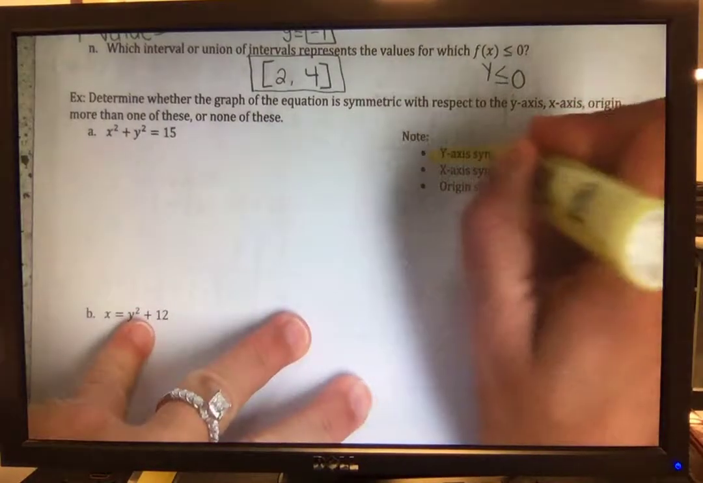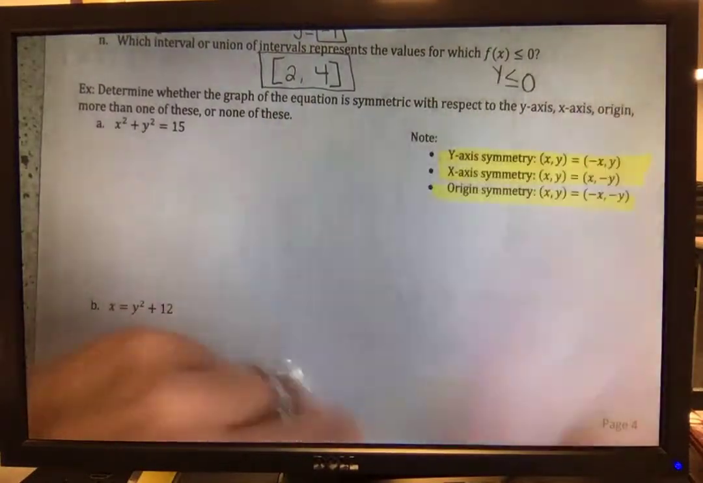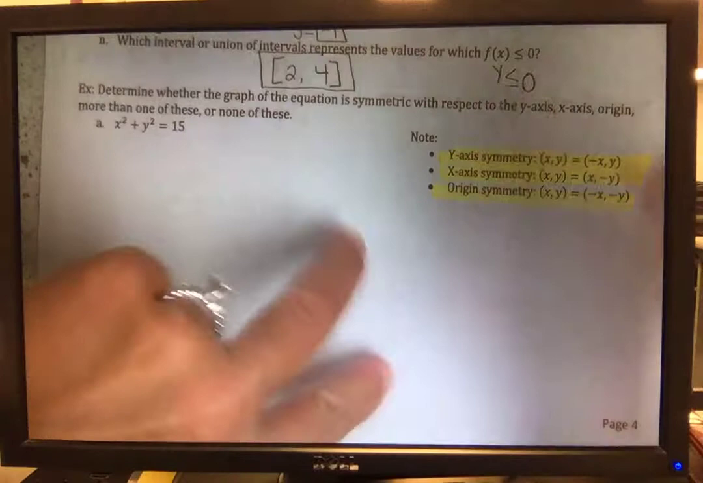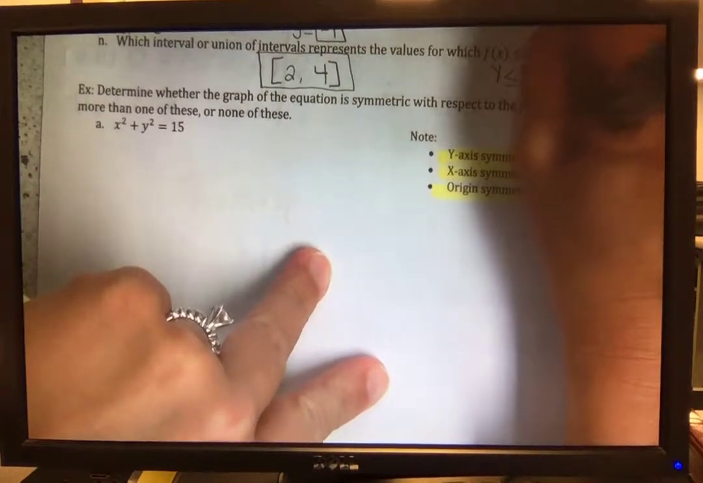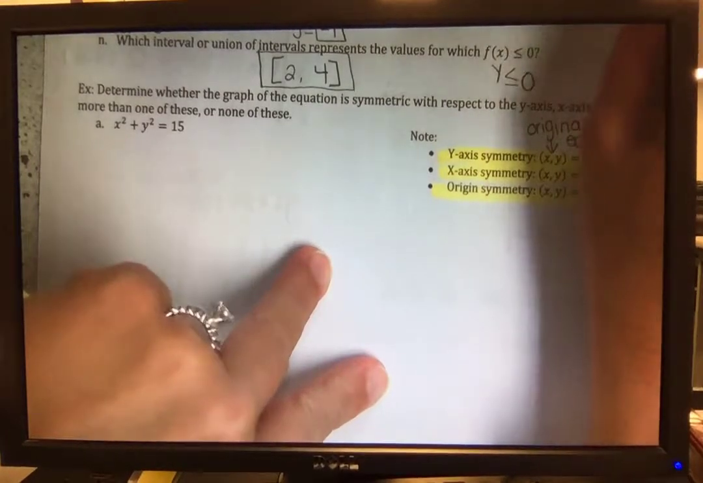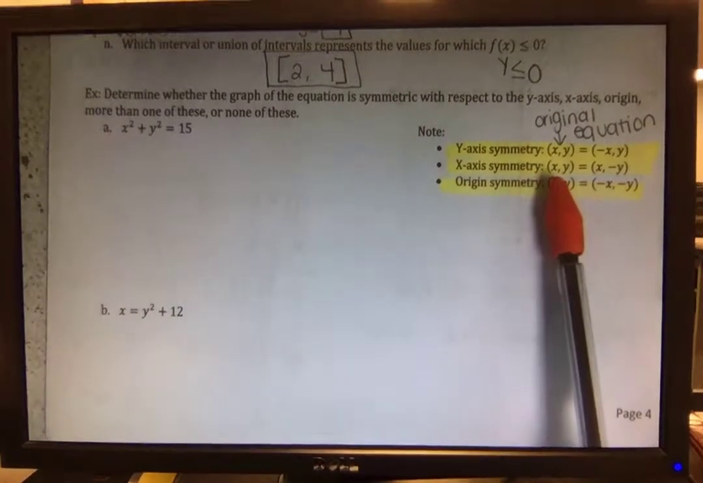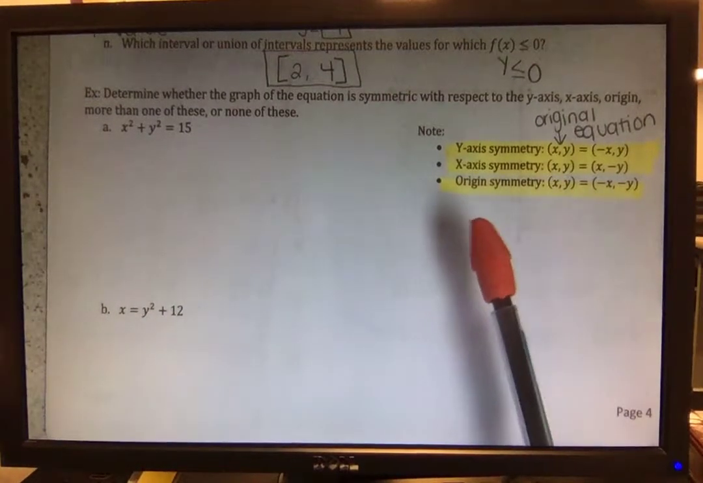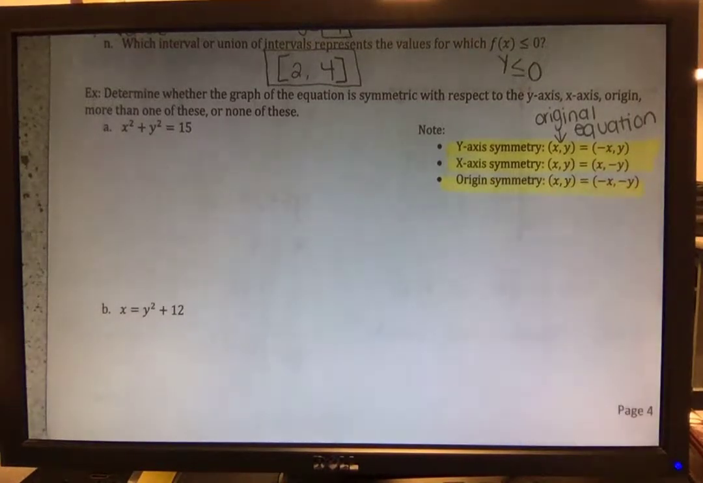So if it has y-axis symmetry, that means I can plug in -x, and we're going to get the original equation out. If it has x-axis symmetry, that means I can plug in -y, and we can get the original equation out. And lastly, if it has origin symmetry, I can plug in both -x and -y, and I'll get the original out. So we have to test each one of these separately because there could be more than one.